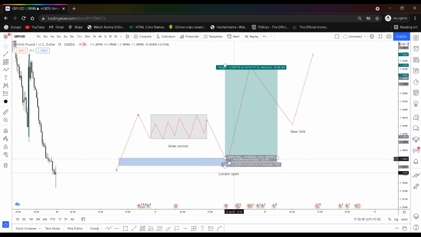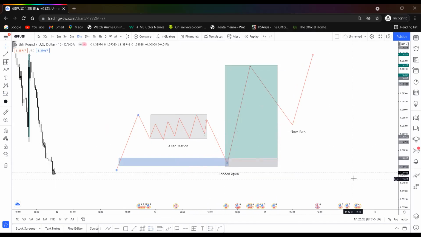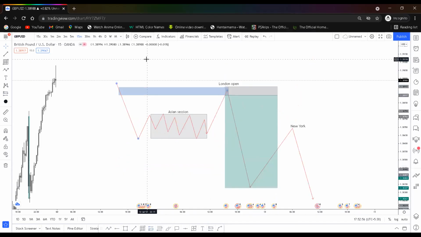So now you see that it will not come down here, because this is the low of the day. The low of the day, because I told you London Open has the highest chance of making the low of the day. Okay, and vice versa for the other one. If you're bearish, London Open has the most chance of making the high of the day.